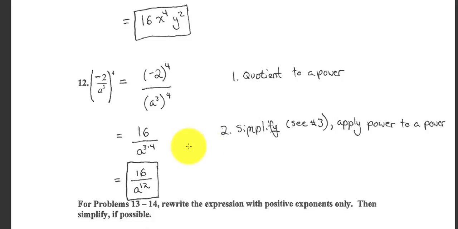Number 12. Okay, so this is negative 2 over a cubed. You could basically write this out 4 times, right? We write this as negative 2 over a cubed times negative 2 over a cubed 4 times, or distribute the 4. And remember, the negative is being impacted by the 4 because it's in parentheses. So think of this as negative 2 times negative 2 times negative 2 times negative 2. 4 times will give me 16. And a cubed raised to the 4th power becomes a to the 12th.